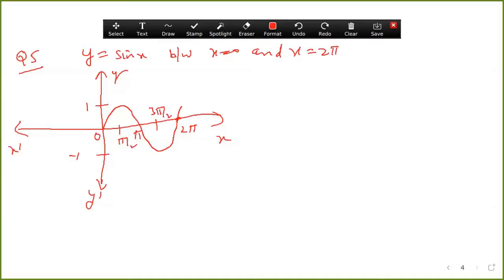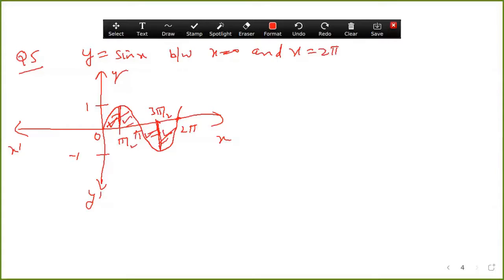Now in this question, you have to calculate from 0 to 2 pi. You have to find this whole shaded portion. For this, if you draw the perpendicular from pi by 2, and from 3 pi by 2, you will get 4 equal parts: 1, 2, 3, and 4.